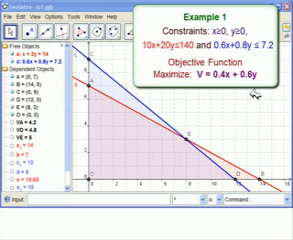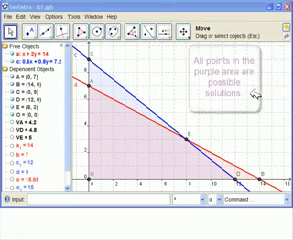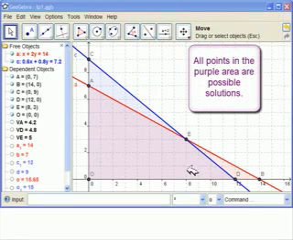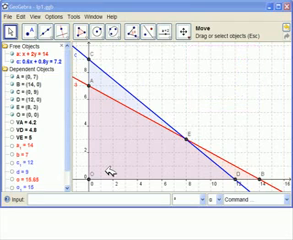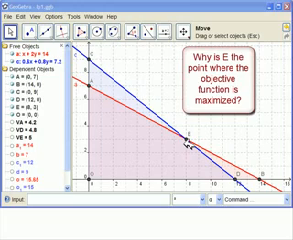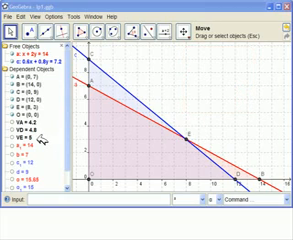This was our solution to example 1. Consider any point in this purple area a possible solution to our problem. And the question is, why is E the point where there's a maximum? That's the question. Supposedly, only the point E gives me a volume of 5. Let's make a slider with the volume and then see what points in this purple area give us that volume.